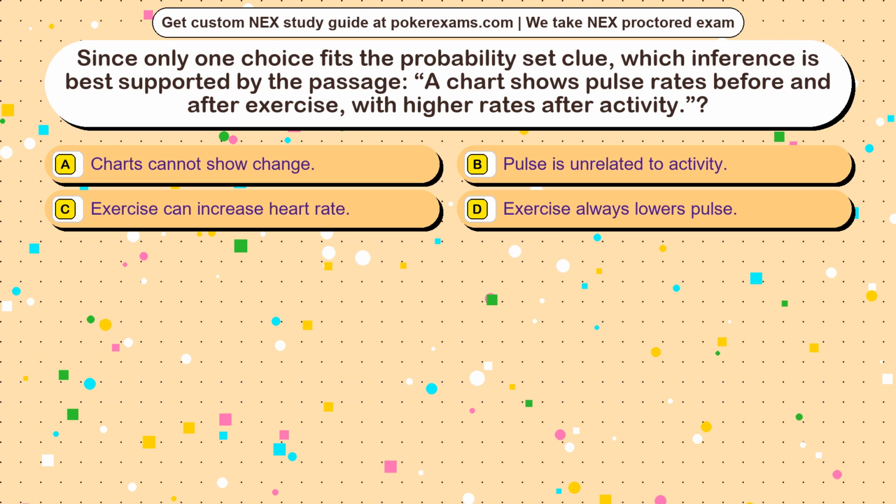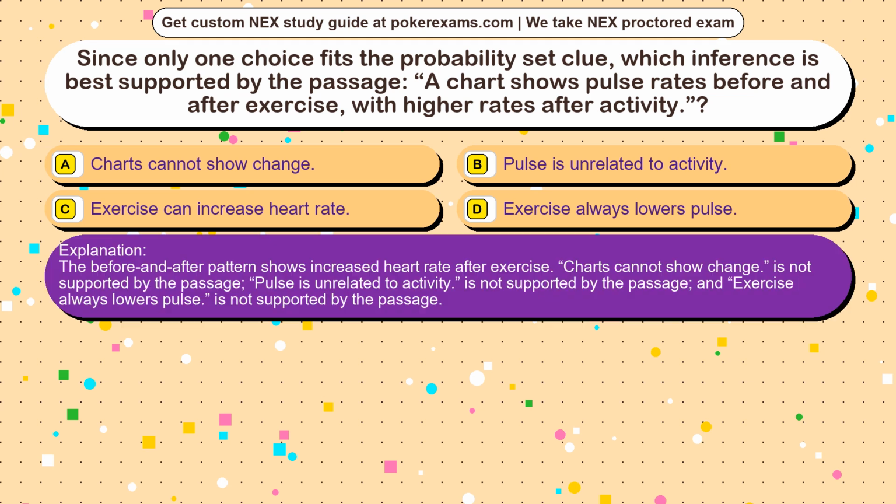The correct answer is option. The before and after pattern shows increased heart rate after exercise. Charts cannot show change is not supported by the passage. Pulse is unrelated to activity is not supported by the passage, and exercise always lowers pulse is not supported by the passage.